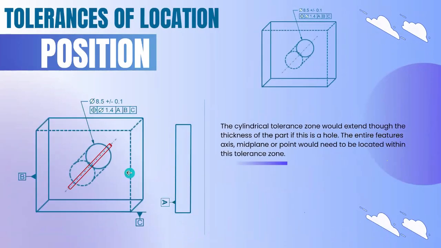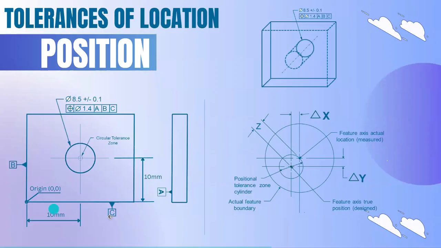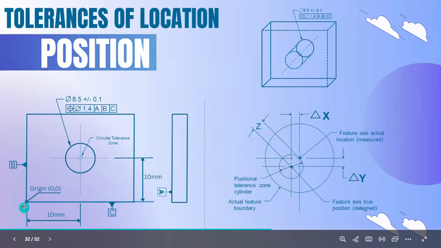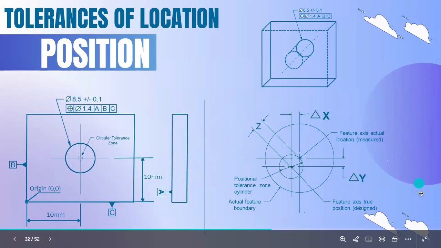Here we are going to check a cylindrical hole, so the tolerance will be a cylindrical tolerance. You can see in this 3D image. With respect to this datum, the origin point will be in this corner. From this origin point, the x coordinate is 10 mm and the y coordinate is 10 mm. Here this is a zoomed view.